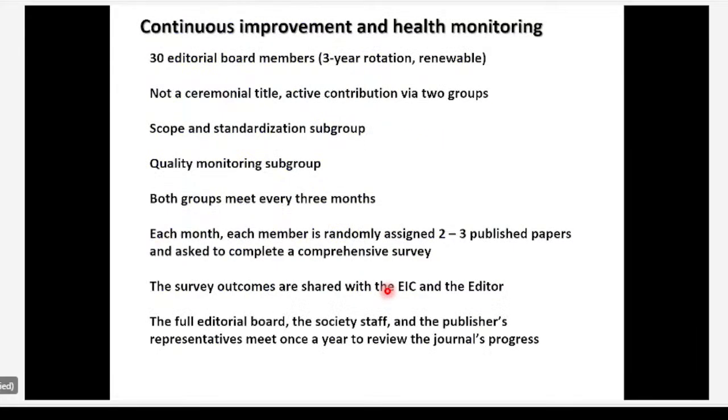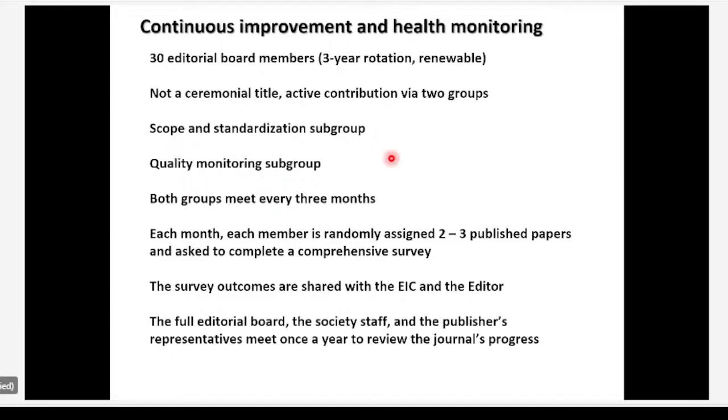So we have about 30 editorial board members, and they are on a 3-year rotation basis. Depending on our needs and their interest, we may renew the membership. But for us, editorial board membership is not just a ceremonial title. It's not something like an honor that, okay, you're on the board. These people are very actively contributing to the growth of the journal, not just by reviewing papers. We have thousands of reviewers outside these 30 people, but these people are also part of these two groups.